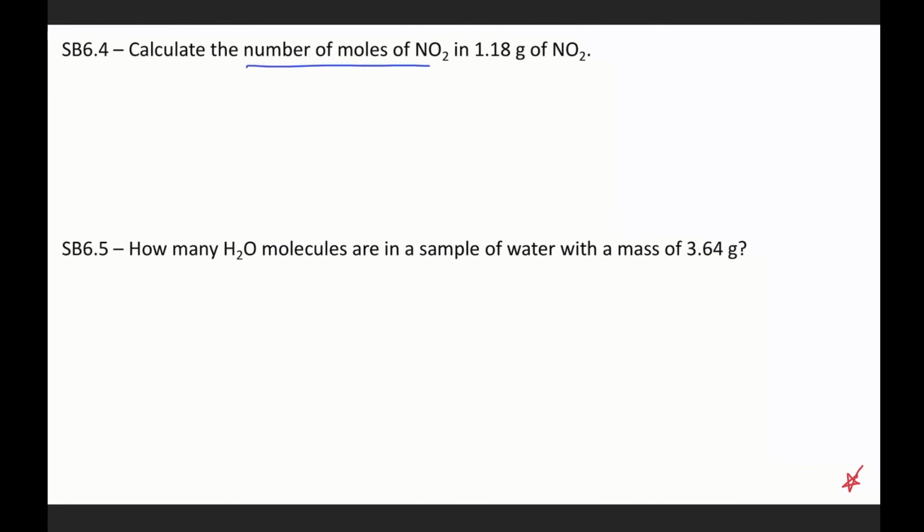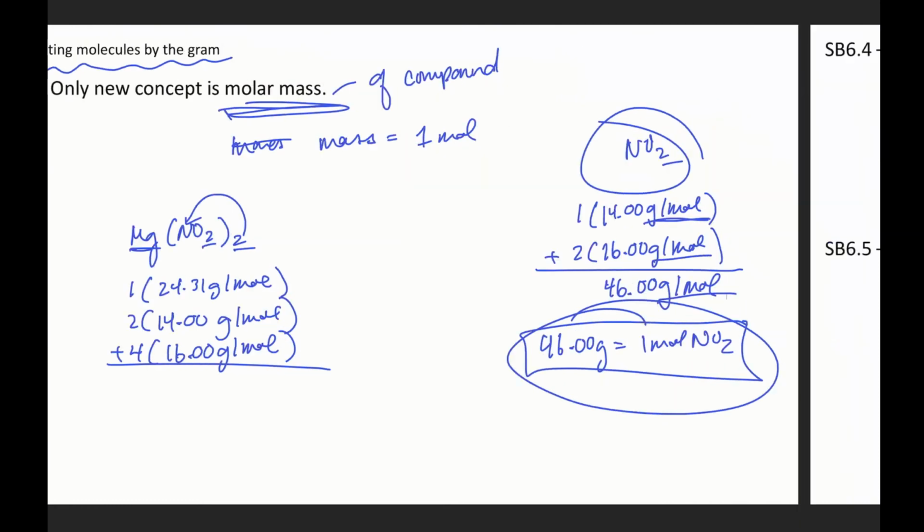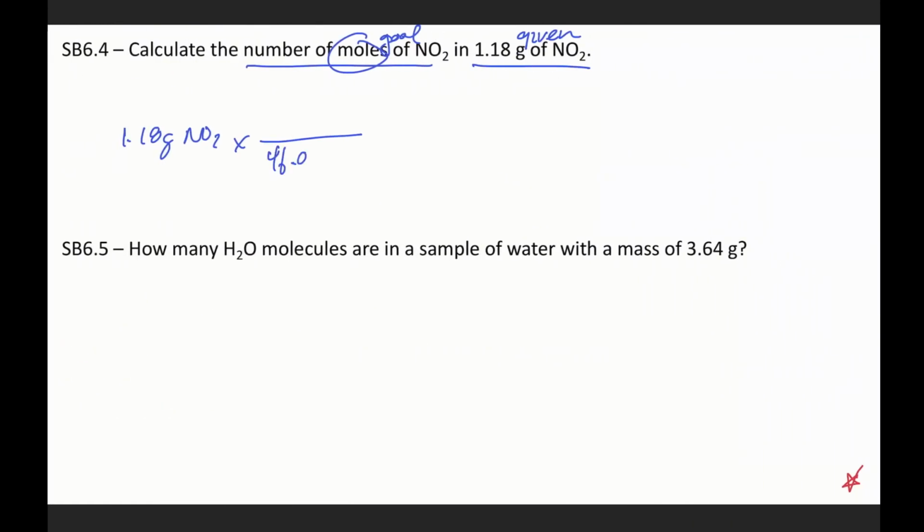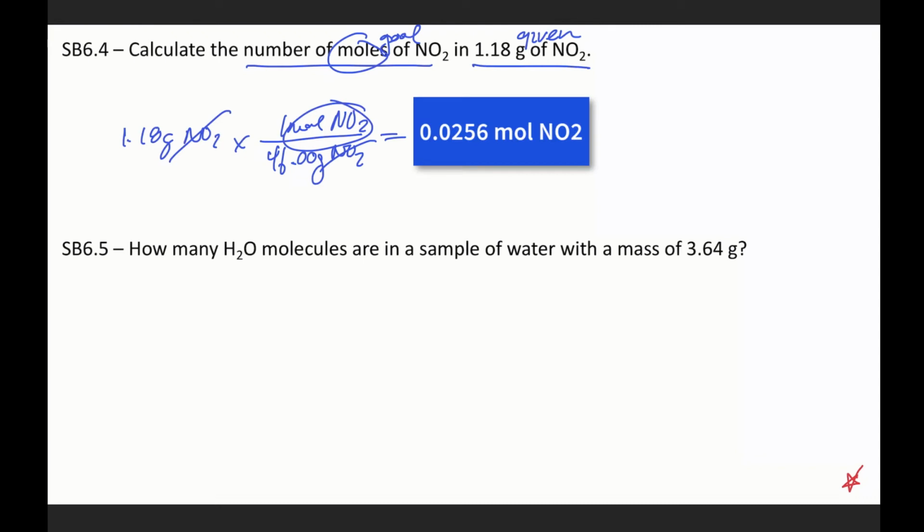So, doing some practice. We're going to calculate the number of moles of NO2 in 1.18 grams. So I have a given of grams and a goal of moles. Do I know a conversion factor between moles and grams? I do: molar mass. So 1.18 grams of NO2. We'll go back: 46 grams is equal to 1 mole. And we've done our work, yes? We would take 1.18 divided by 46.00 and get our answer, rounded to 3 significant figures.